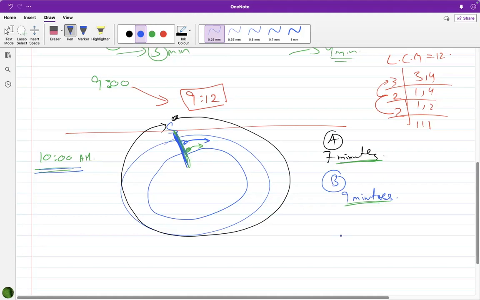11:03. That's correct. So the LCM was 63, and 63 minutes later is 11:03 a.m. Very good.